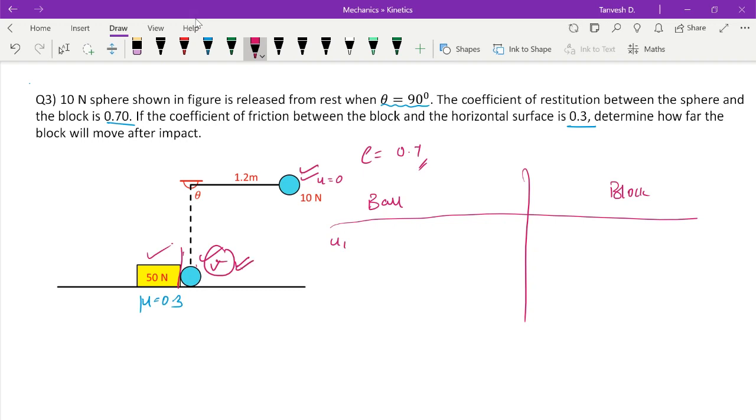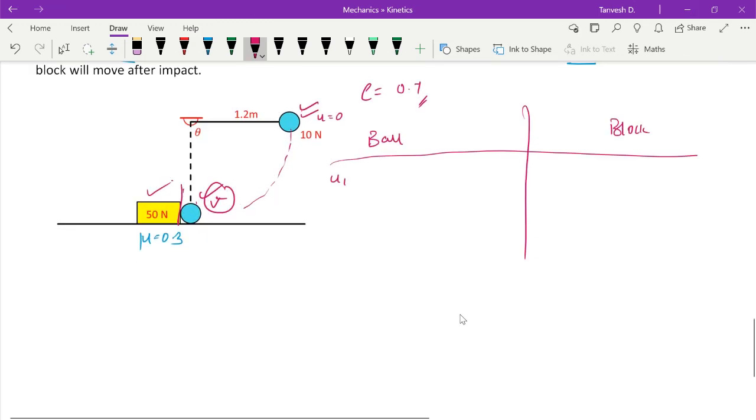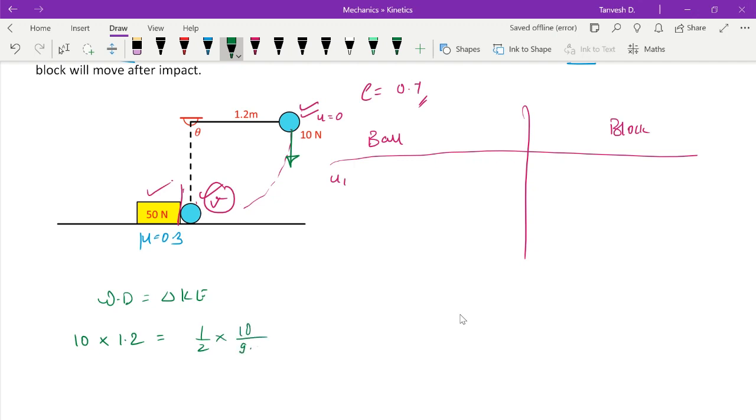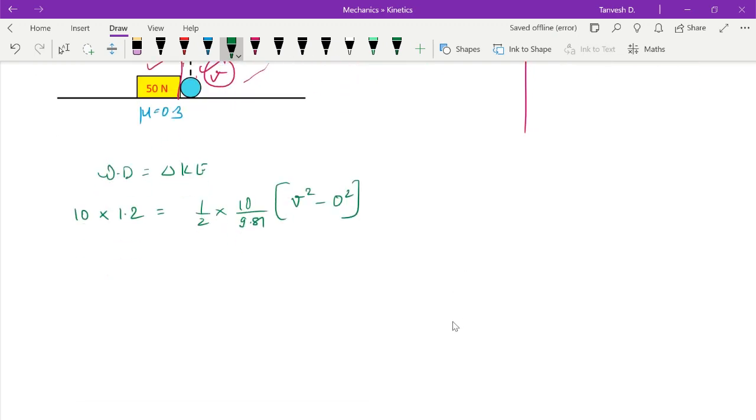Now, how to get this v? That is when the ball is traversing from a height of 1.2 meters downwards. We can solve it using the work energy method, where the work done is equal to the change in kinetic energy. The work done by the weight, 10 newtons downwards, into how much it goes down, 1.2 meters, is equal to half into 10 upon 9.81, that is half into mass into v square minus u square. U is 0, and this 10 will get cancelled. So v is under root of 2 into 9.81 into 1.2. It's under root of 2gh basically.